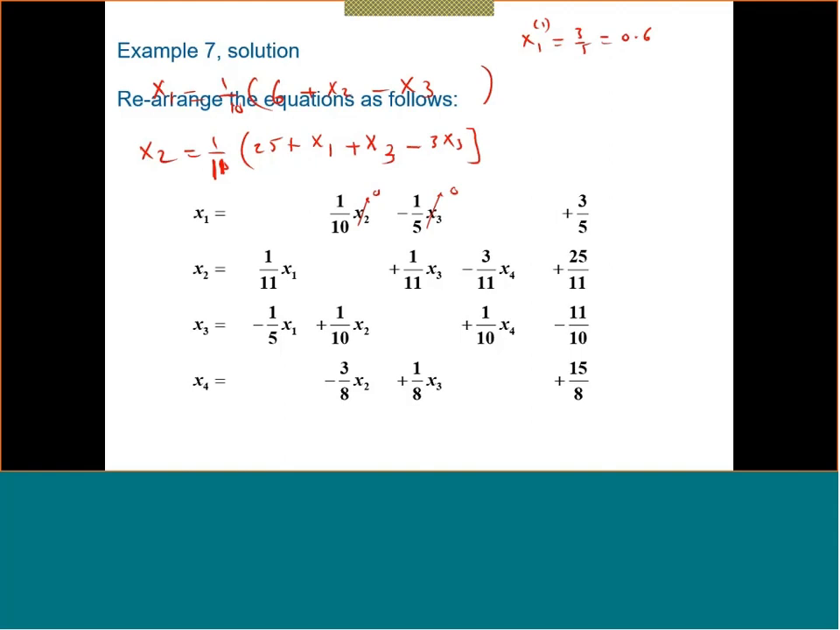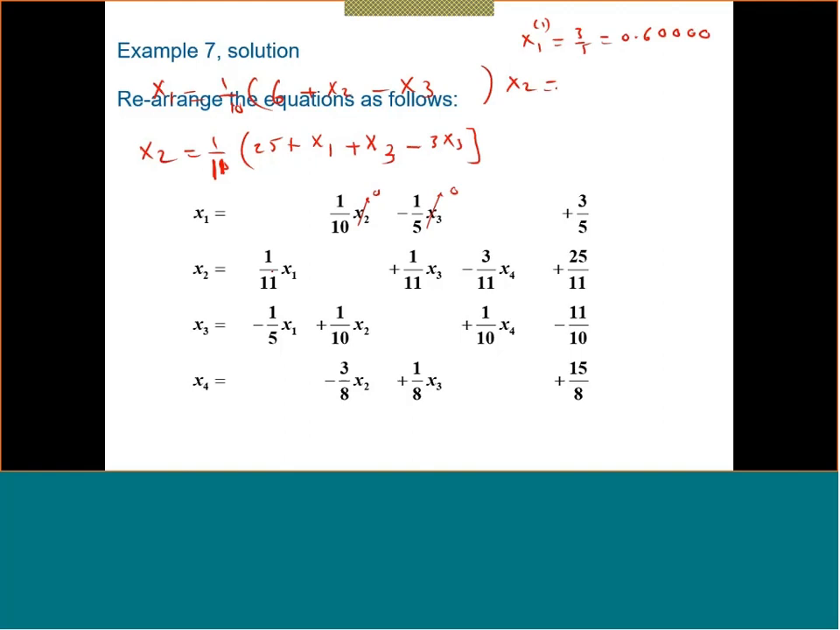Let's say I want to keep 5 significant digits, so everything is like this. Now, and here pay attention. Now, x2, and here is the difference between the Jacobi method and the Gauss-Seidel. This is the only difference. I will come here and I want to substitute.